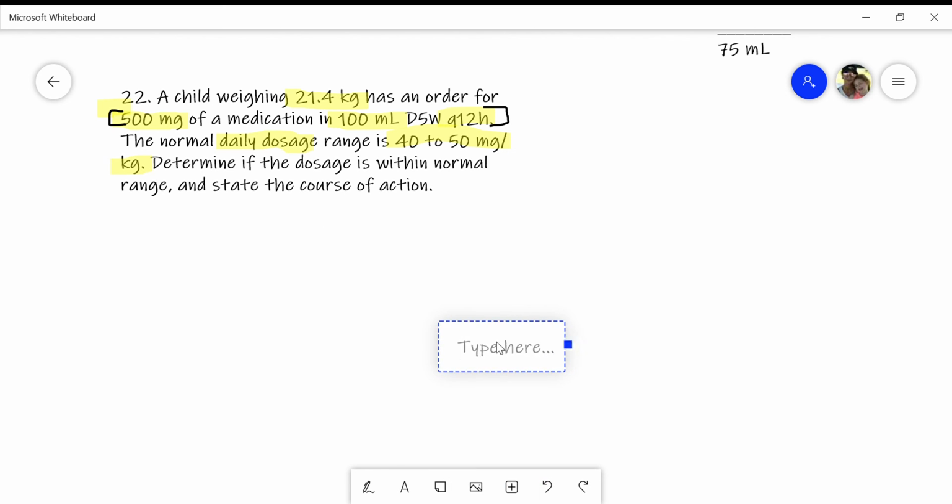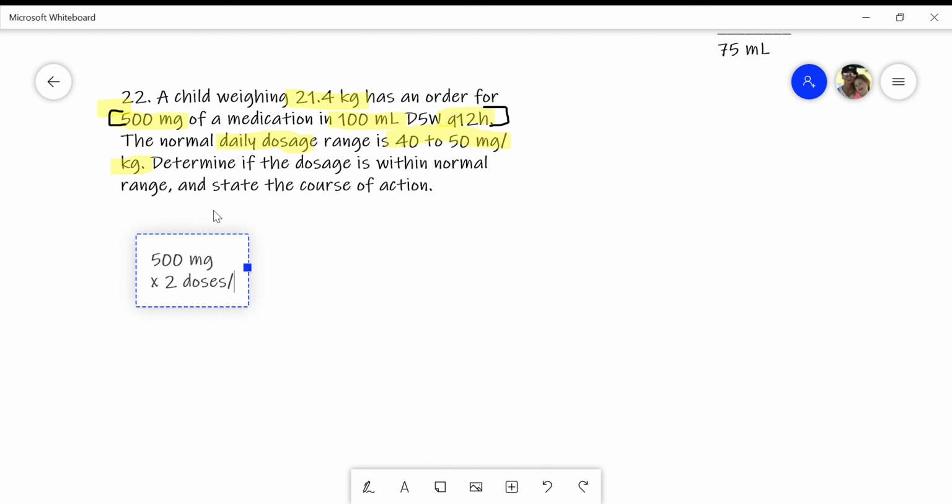So first we can figure out what amount that child is going to be getting a day. So 500 milligrams, which really we don't need to know the milliliters because it doesn't matter. It's not asking a rate. Times 2 doses per day. It's going to give you 1,000 milligrams a day, or 24 hours.